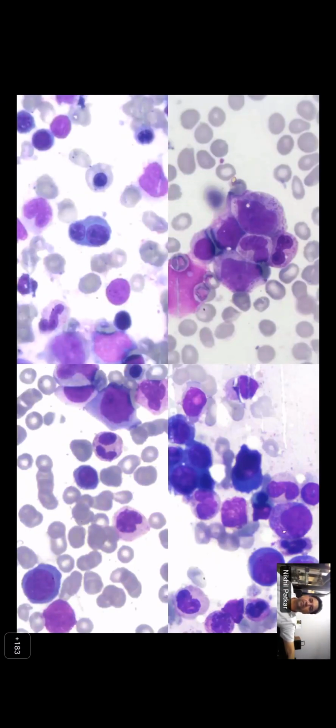So what do we see here now in this picture? So now I'm seeing the first image which shows the hypolobated, unilobated megakaryocyte. So there is an abnormally unilobated megakaryocyte with eccentric nucleus here. And what do we see here?